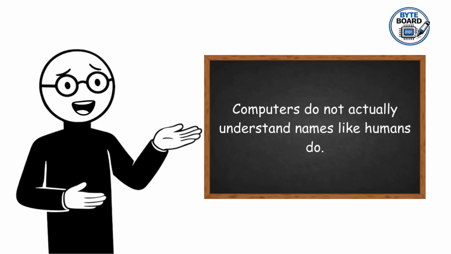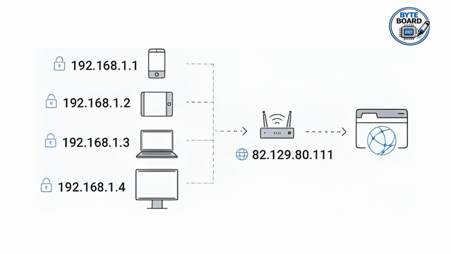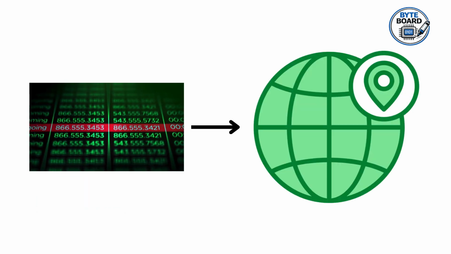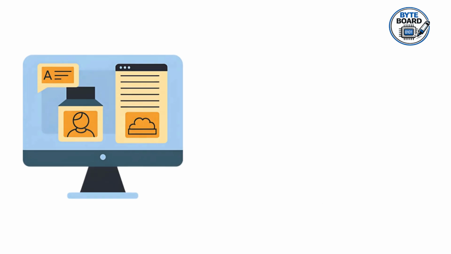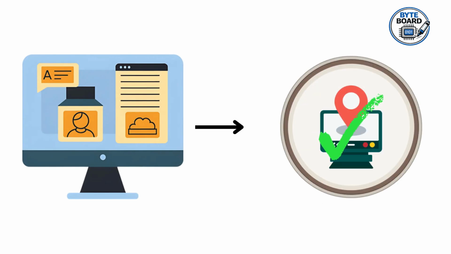Now let's say you type a website name like google.com. Computers do not actually understand names like humans do. They understand numbers called IP addresses. An IP address is like the home address of a website. So before opening the website, the internet needs to find the correct IP address.